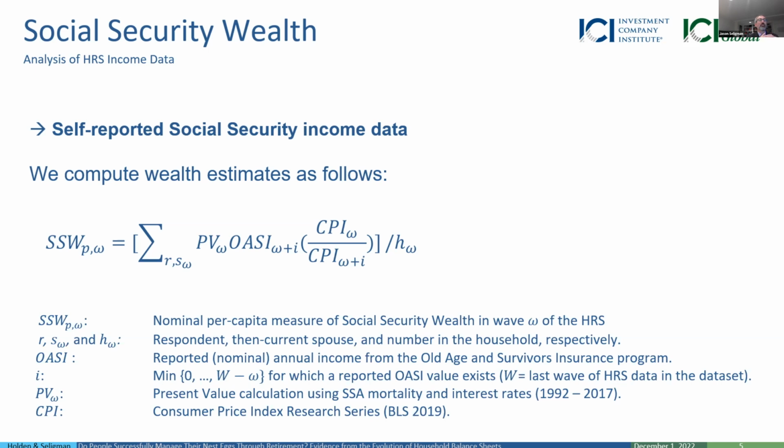Let me explain that. That means that let's say that it's 1996 and you have not claimed Social Security yet. We're going to look at when you first observe a reported income in Social Security. Let's say that's 2004. We'll take that 2004 number, we'll weight it by pricing. This is the CPI, and now the wave 1996 over CPI in 2004. Bring that back, get a present value for what it would have been in 1996, take that summation, and then divide it by the number of people in the household. If you have a spouse, that's 2. If you don't, that's 1.